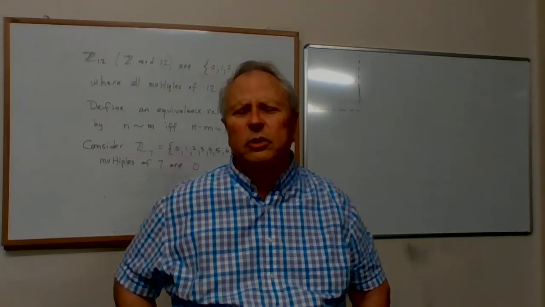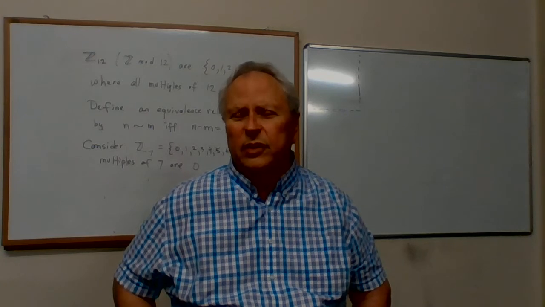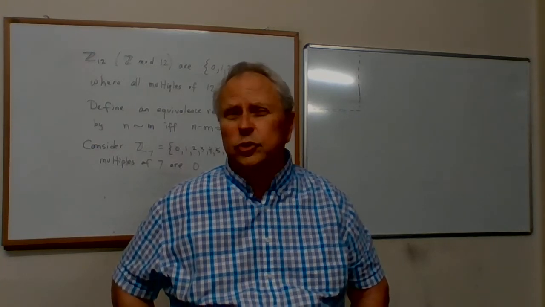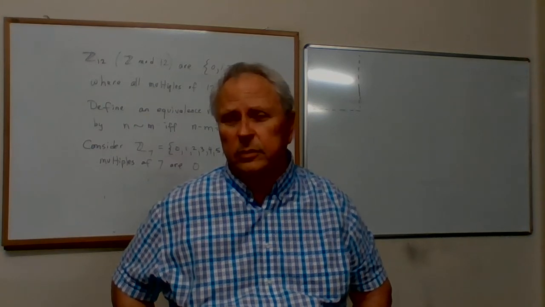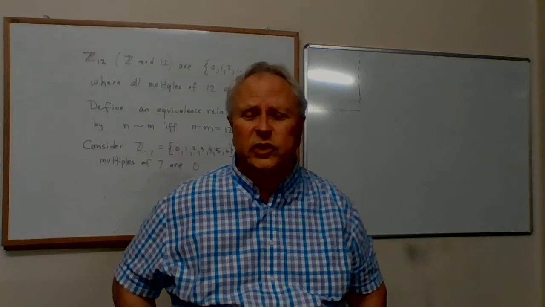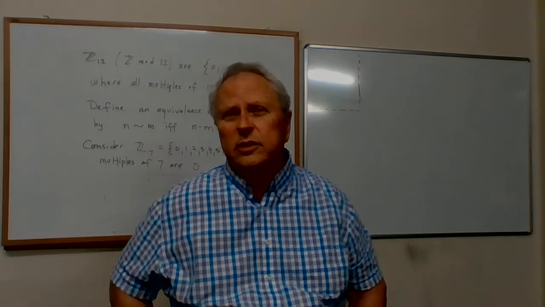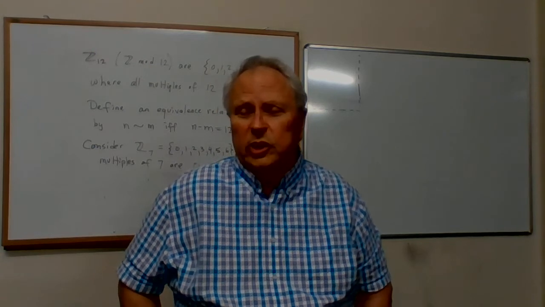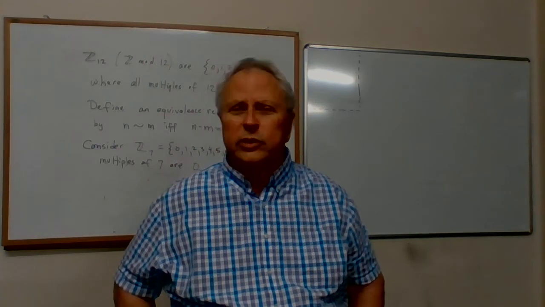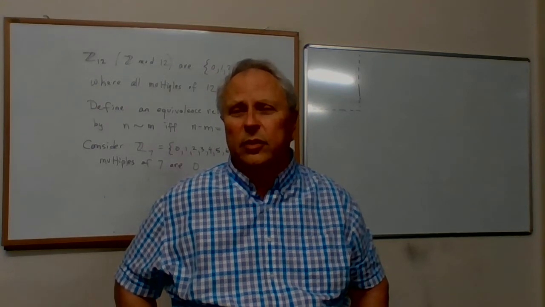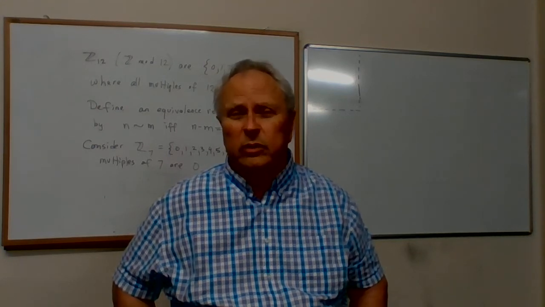Every non-zero element of Z mod 7 has an inverse. But that's not true in Z mod 12. What could I multiply by 4 in Z mod 12 to give me 1? Well, let's try them all. Certainly 0 is not going to work. 4 times 1 is 4, so that's not 1. 4 times 2 is 8. In Z mod 12, that's not 1.